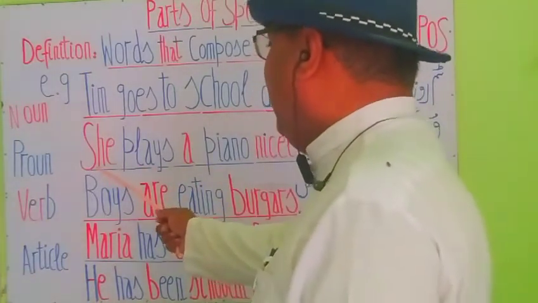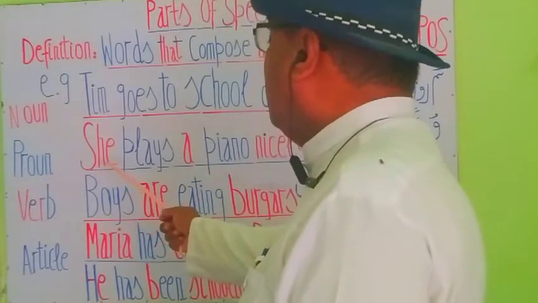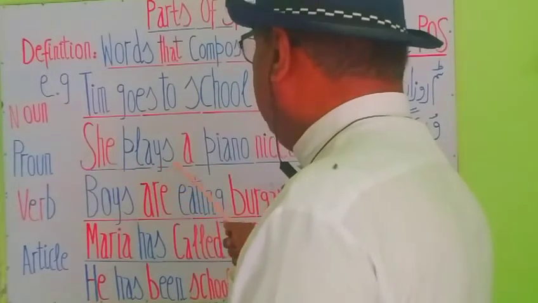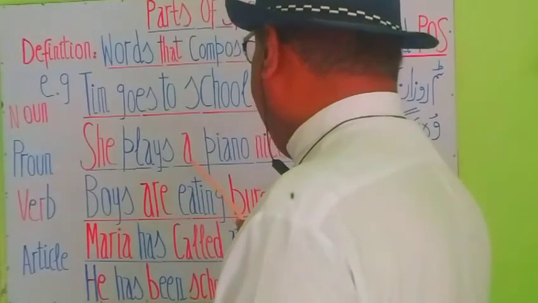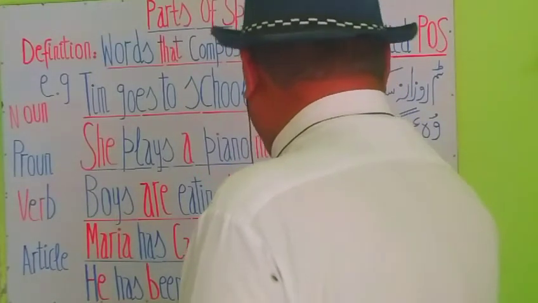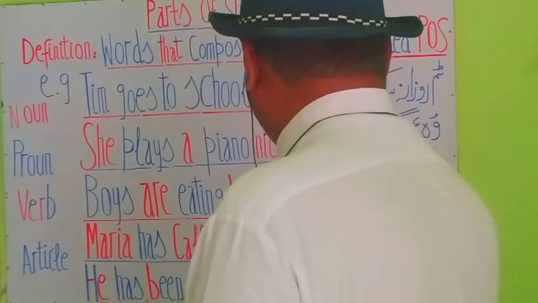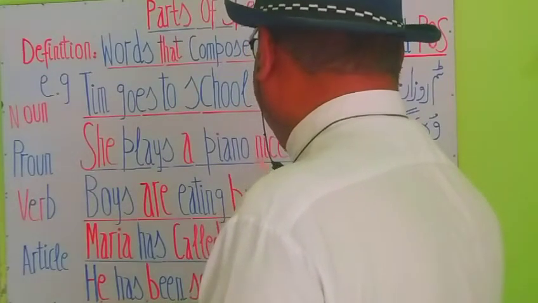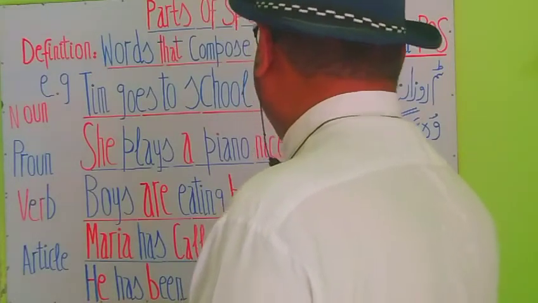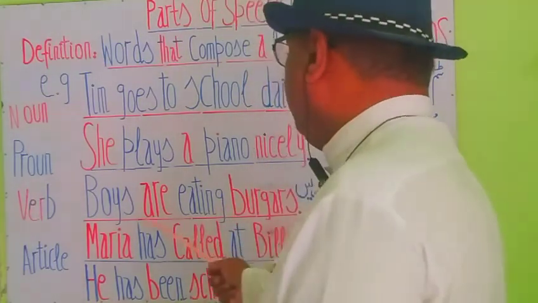So here we have seen pronoun she, plays verb, a article, piano noun, and nicely adverb. Let's see the next phrase.